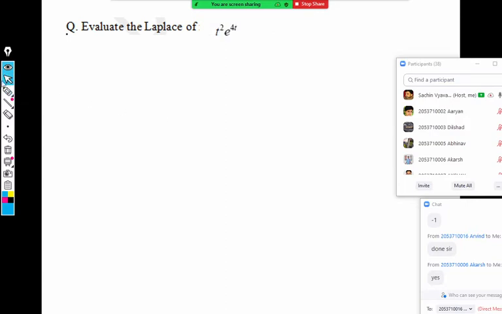Find the Laplace of t square into e raised to 4t. You can tell me which property should be used here. The multiplication by t. How many times? Sir, firstly we'll write Laplace of t into e raised to 4t.